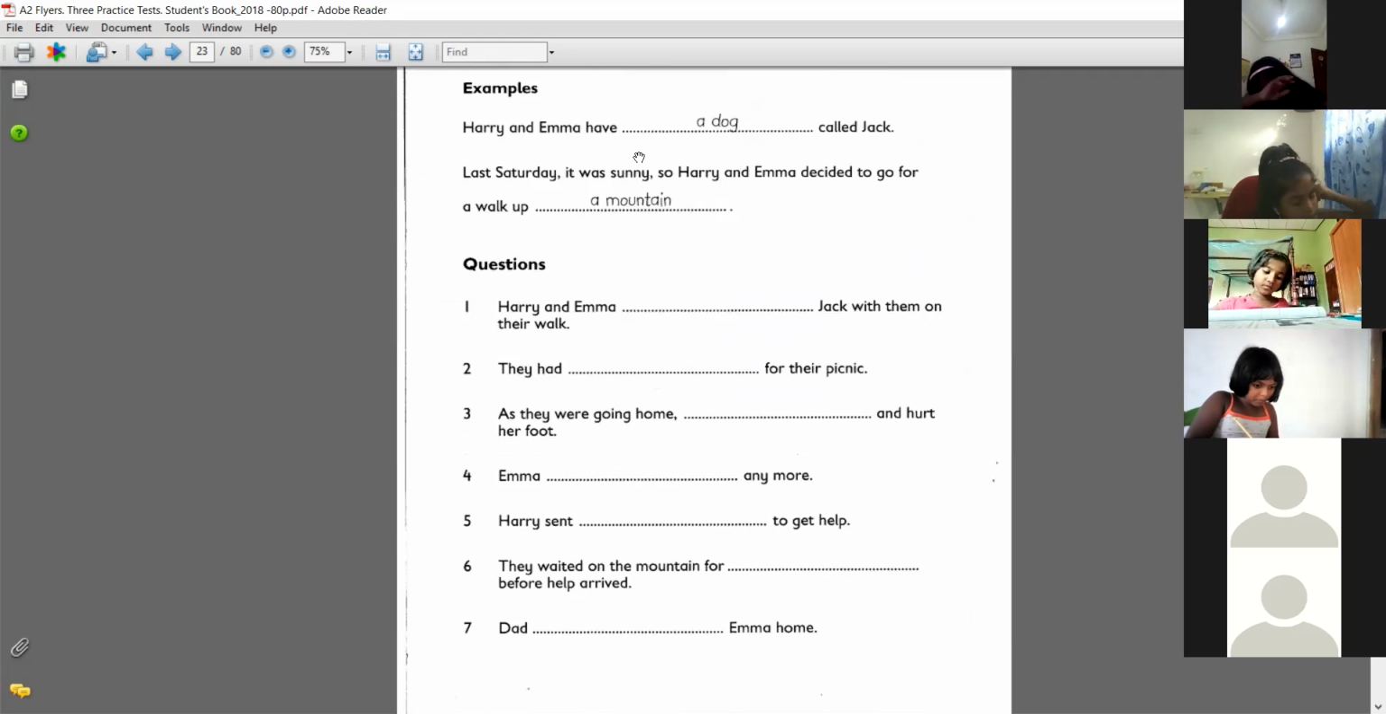Harry and Emma had a dog, that's the name, its name is Jack.